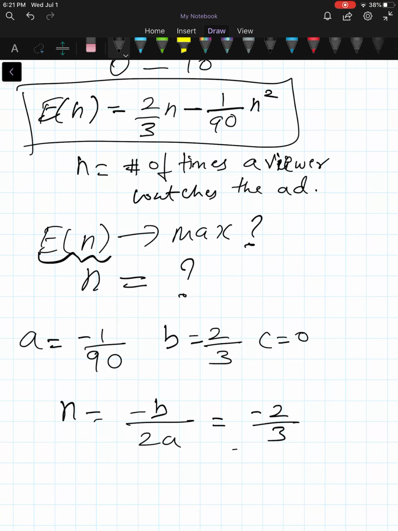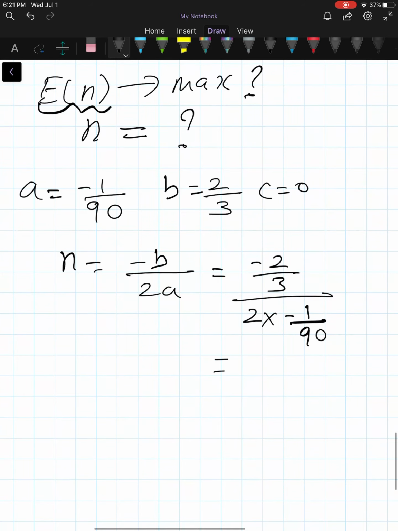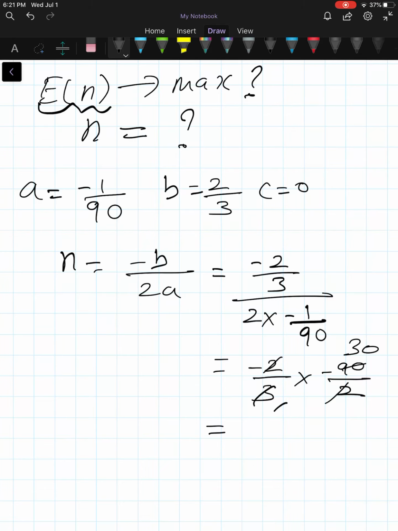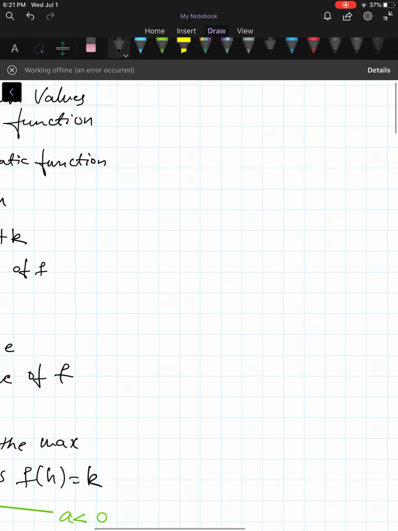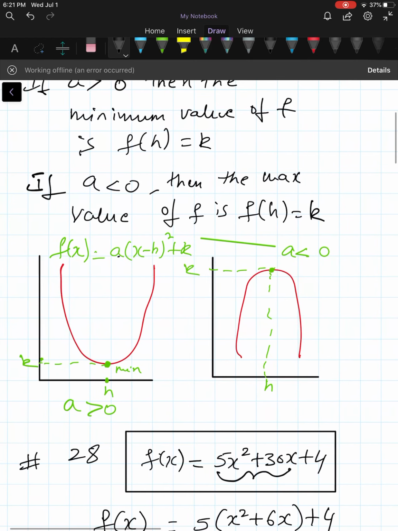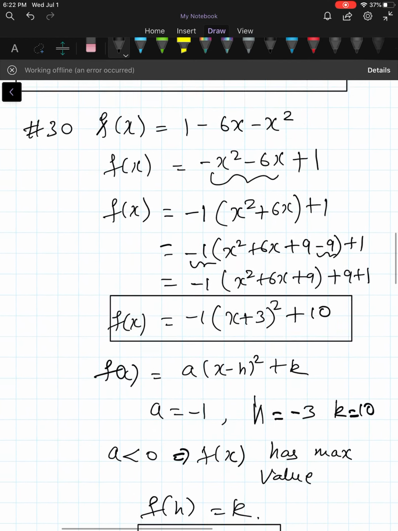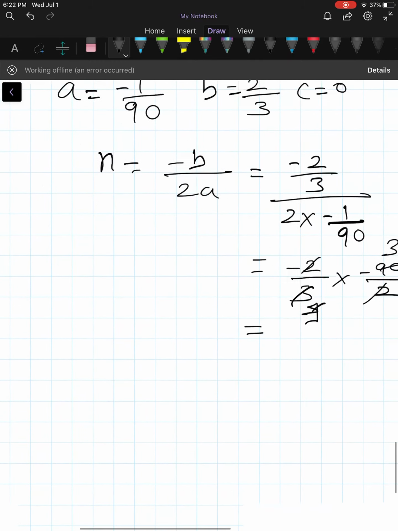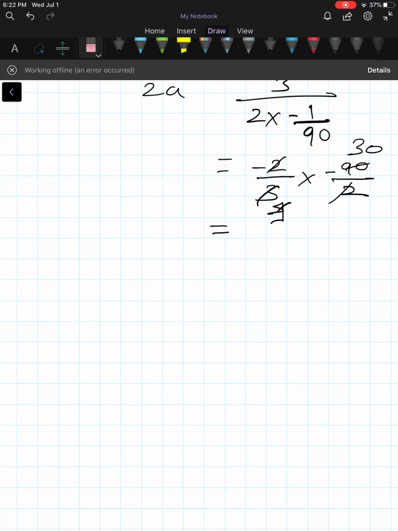So what is negative b? It is minus 2 over 3 divided by 2 times negative 1 over 90. Correct? So this is equal to negative 2 over 3 times negative 90 divided by 2. So this is 2 and 2 will get cancelled. You have 3 ones and this will be 30. So negative and negative sign when multiplied will give you a positive sign, and you will have 30 in the output.